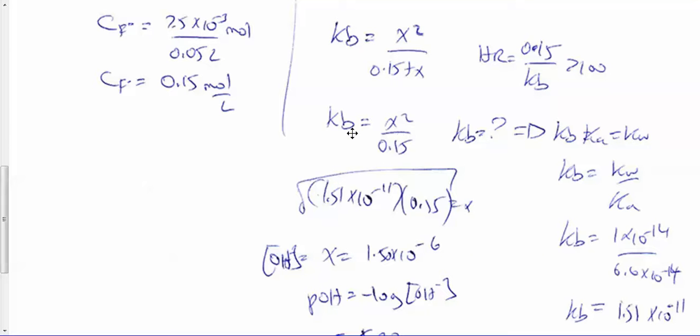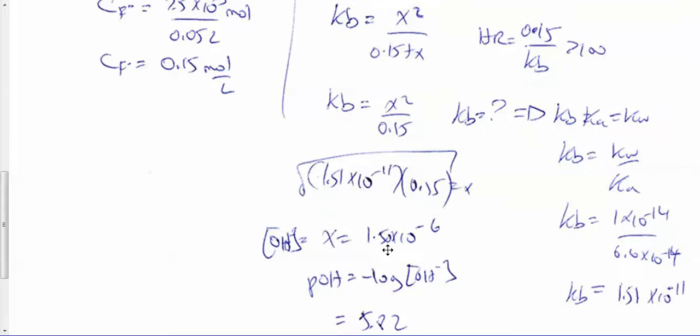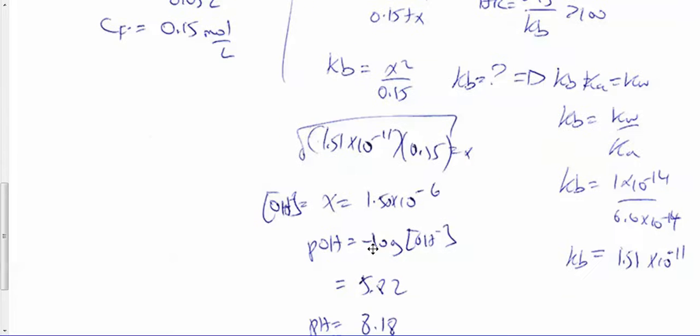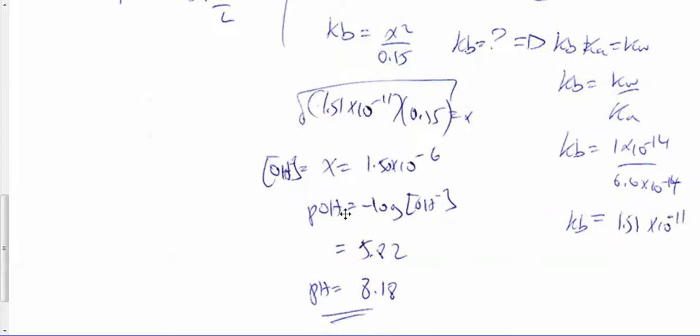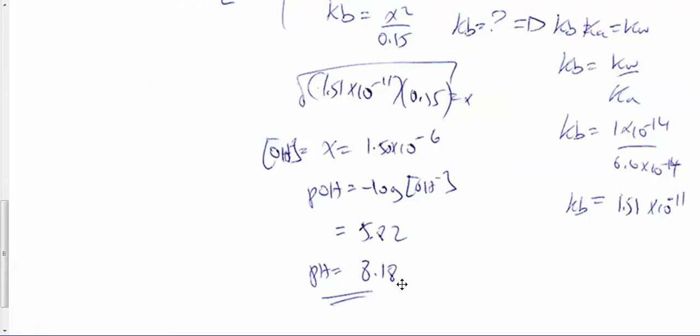You multiply it by 0.15, and then you square root it. So x is equal to this. If you do the calculations correctly, you should get x is equal to 1.5 times 10 to the negative 6. Now you're getting pOH, because this is the concentration of OH. The negative log of that gives you 5.82. So pH is going to be 8.18.